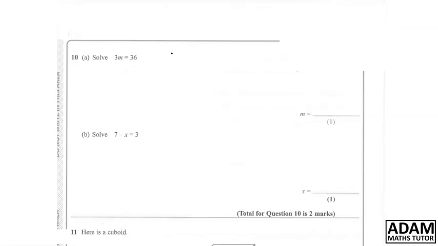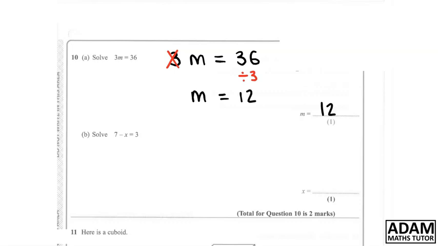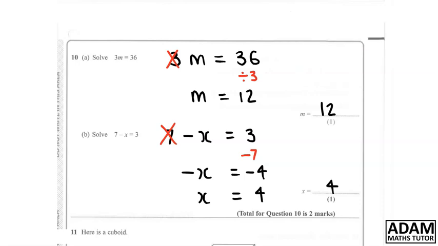Question 10a. 3m is equal to 36. Therefore, I can divide by 3. And m is equal to 12. Part B. 7 take away x is equal to 3. Start by taking away 7. So negative x is equal to negative 4. And if negative x equals negative 4, x must be equal to 4.